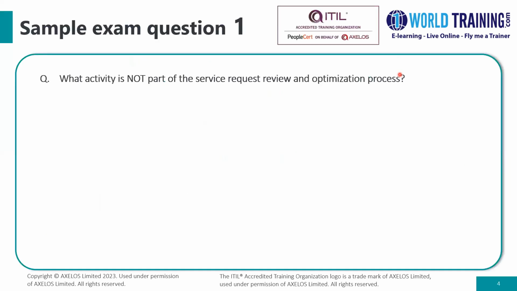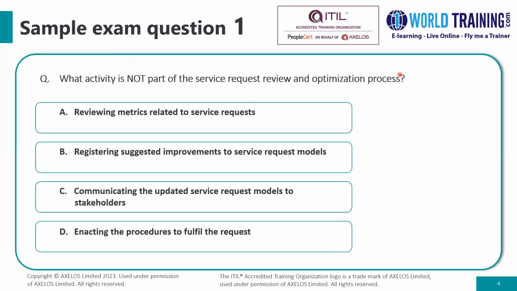So let us practice these 20 questions in the official sample paper 1. We begin with question number 1. What activity is not part of the service request review and optimization process? This is one of the 2 processes in this practice. Each process has several activities. So the options here are A, reviewing metrics related to service requests, B, registering suggested improvements to service request models, C, communicating the updated service request models to stakeholders, or D, enacting the procedures to fulfill the request.